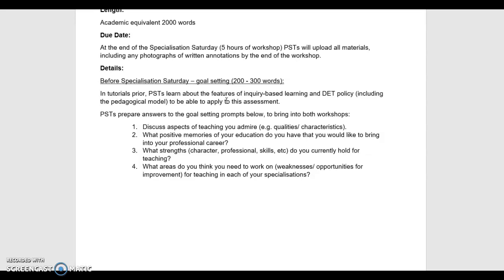What strengths do you currently hold for teaching, rather? So here we're looking at strengths in terms of character or professional skills. So strengths that are important for teaching. And then what areas do you think you need to work on for your teaching in each of your specialisations? So any weaknesses or opportunities for improvement. You're only going to do this once before the first workshop, because you'll bring the same responses into the second workshop.